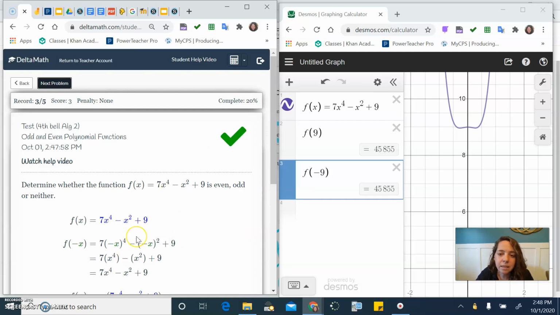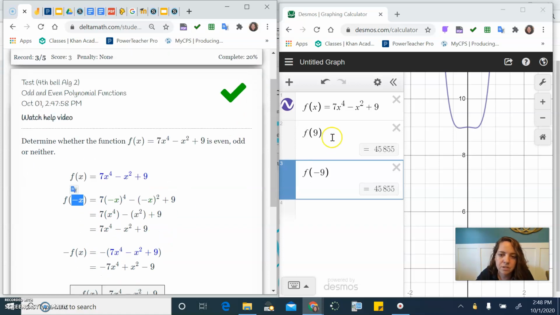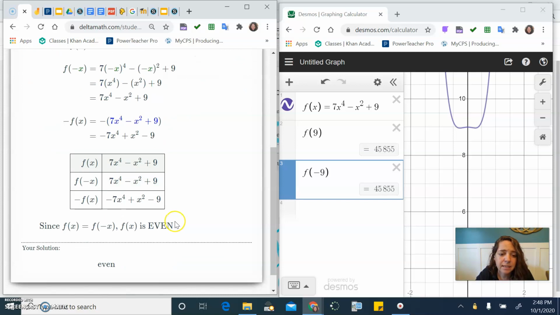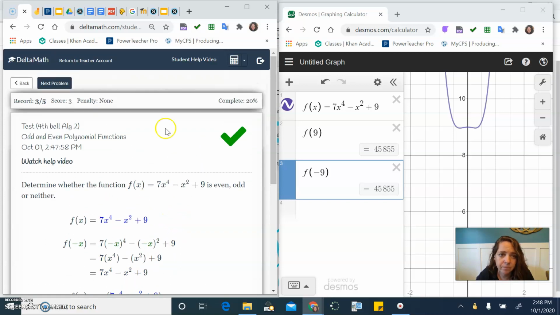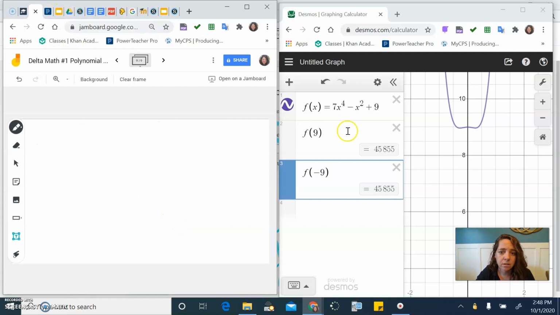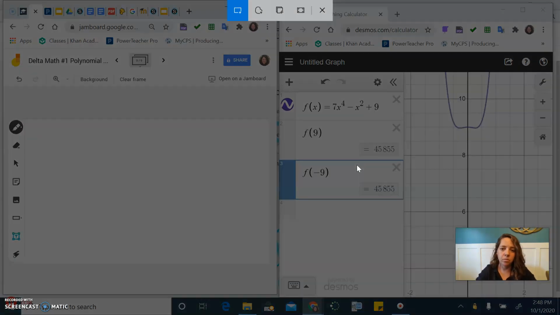Now, when they explain it, they do something smart, which is they don't use a number like 9 and -9. They use x and negative x instead of f of 9 and f of -9. So they know it's true for any number instead of just a specific number. And then they simplify it. And see how they started out with this equation, and when they plugged in the negative, they got the same equation? That means that it is even.